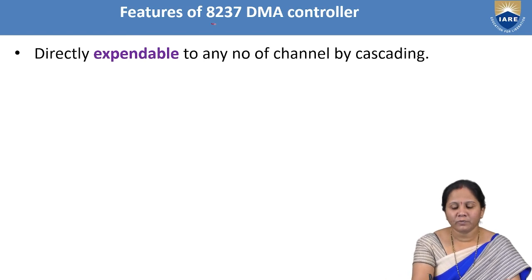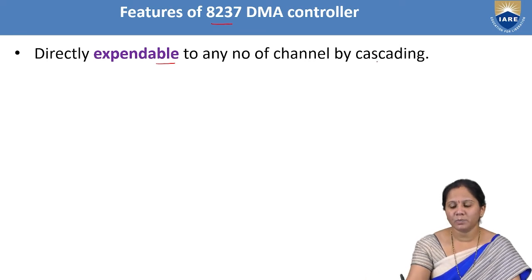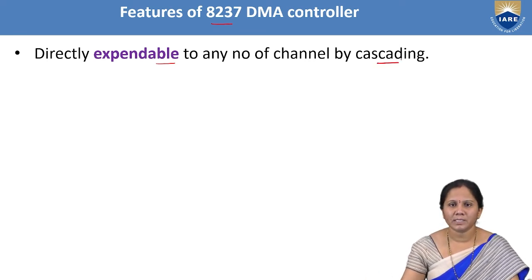Another feature of this 8237 DMA controller is that it is directly expandable to any number of channels. That means the number of channels can be increased. Minimum there will be 4. If you want to increase the number of channels, it is possible by going for cascading connection.